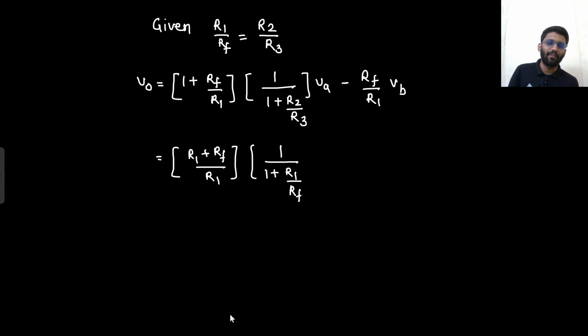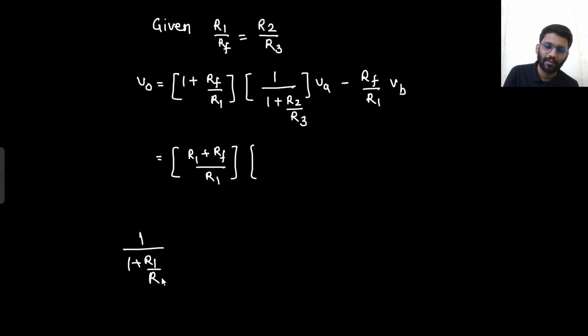So if I am replacing with R1 by RF, what will it be? This RF will go upward and it will come here as well. Basically the expression is 1 plus R1 by RF. So what can I write? RF upon RF plus R1. Say yes or no. Right? This RF will go upward, RF plus R1. Simple mathematics, nothing else. So it would be RF going upward and RF plus R1.